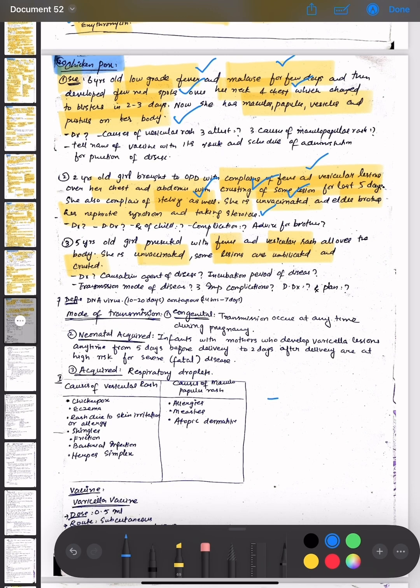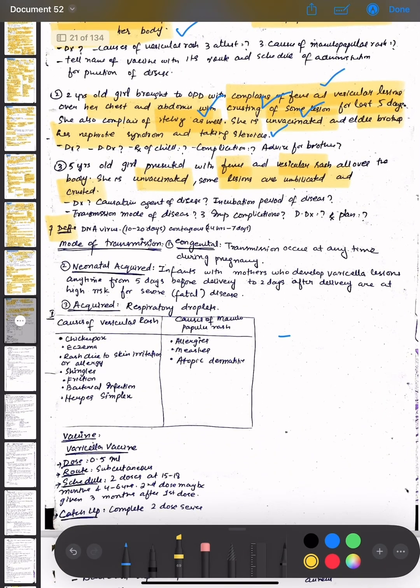So this is chickenpox. Now for the definition: chickenpox is caused by a DNA virus and it is a contagious disease which lasts for 24 hours to 7 days. The modes of transmission are congenital, where transmission occurs at any time during pregnancy; then neonatal acquired, where infants of mothers who develop varicella lesions anytime from 5 days before delivery to 2 days after delivery are at high risk for severe fetal disease; then the acquired cause is respiratory droplets.